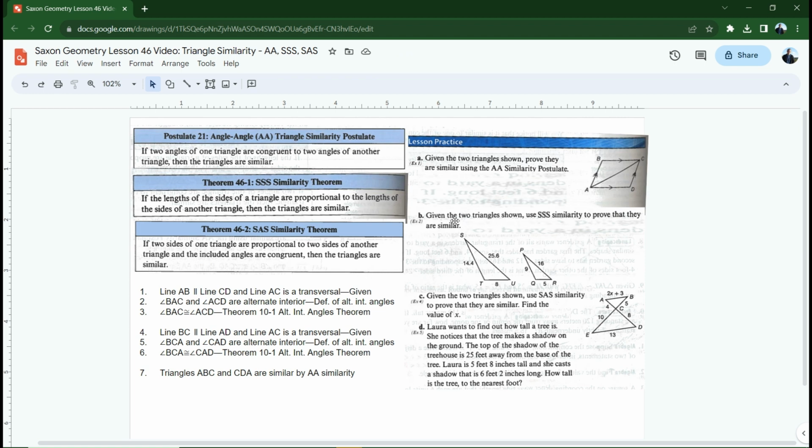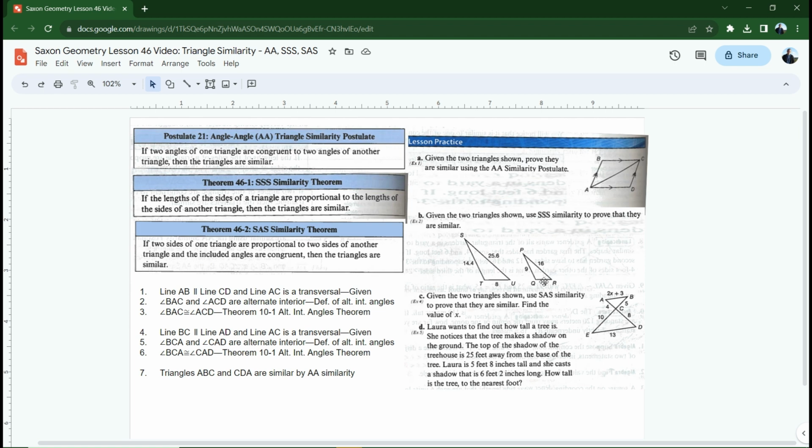Letter B. Given the two triangles shown, use side similarity to prove that they are similar. Okay, so for side similarity, all I have to do is prove that the sides are proportional. I see that I have two sides that have no decimals involved. That's a 5 and an 8. So I'm going to say that there's a 5 to 8 ratio, the similarity ratio between this triangle, the smaller one, and the larger one.